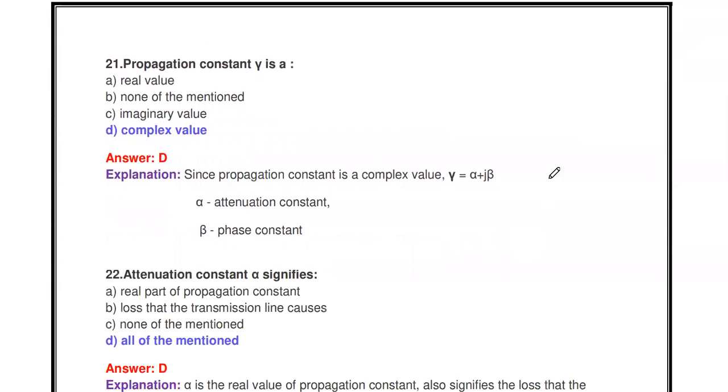Okay, then the next thing: the propagation constant gamma is a real value, imaginary value, complex value, or none of the mentioned. The propagation constant gamma is a complex value, that is, a vector quantity. The propagation constant gamma can be expanded as alpha plus j beta, where alpha is the real part and j beta, beta is the imaginary part. So already you know the names: alpha is the attenuation constant, beta is the phase constant. So always the propagation constant is a complex quantity.